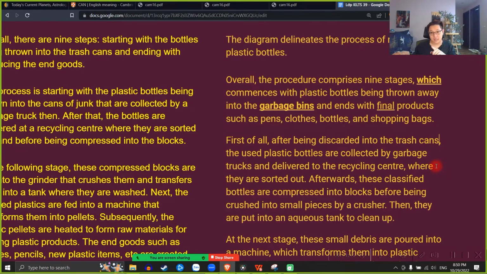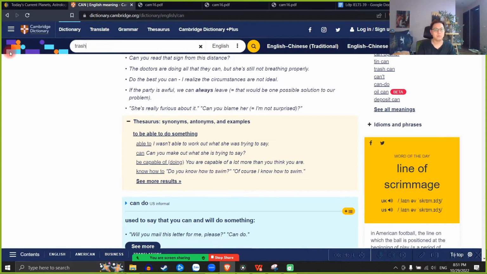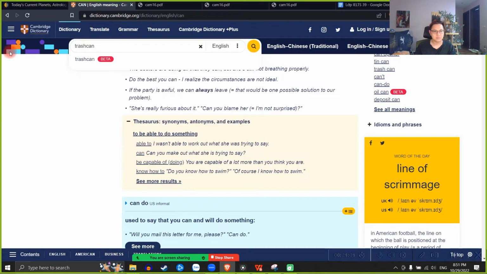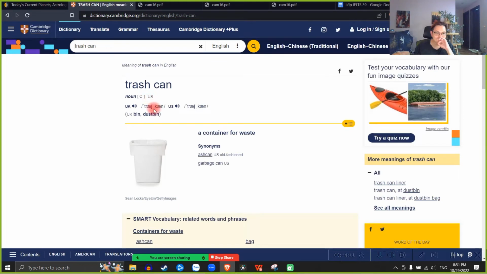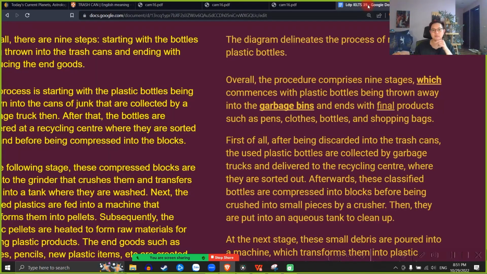We don't say garbage can, but we say garbage bin. We say trash can. We don't say trash bin. I think we can say trash bin as well, but not trash. Okay, trash can's fine. But I have to check. In UK, we say bin or dustbin, you know, one word. Garbage can, yep. Countable, okay, fine.